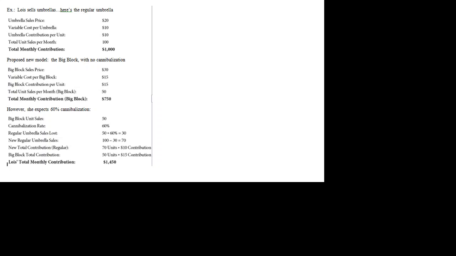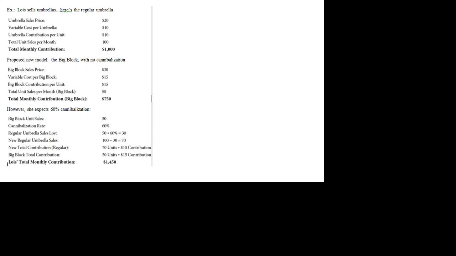Okay, so the traditional umbrella sells for 20 bucks, variable cost of 10. That gives you a contribution per unit of 10. She sells roughly 100 a month, so 100 sales times unit contribution of 10 gives her a total monthly contribution of $1,000. Okay, pretty simple. So she's thinking of coming out with the Big Block. Big Block sells for 30 bucks, $15 cost, gives her a contribution of $15 per unit. She estimates she'll sell 50 units of this. So 50 times the $15 contribution gives her a total monthly contribution of $750.